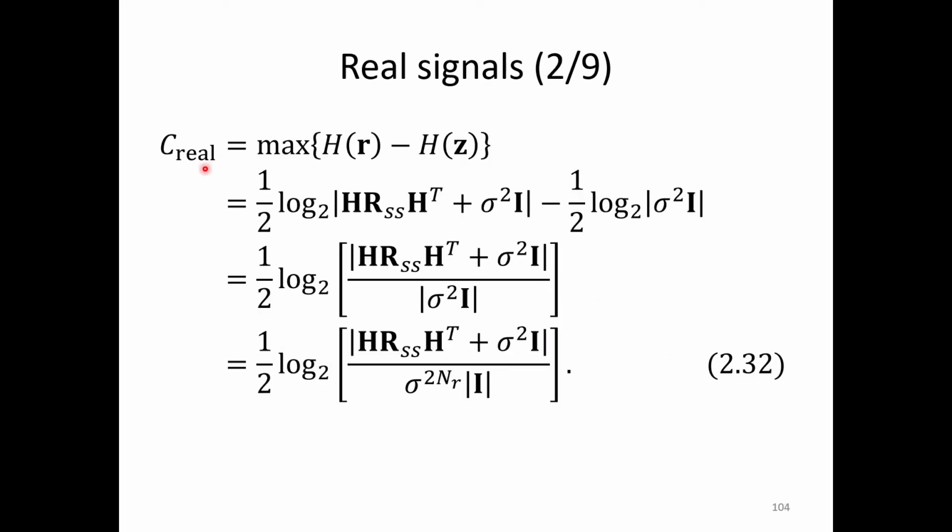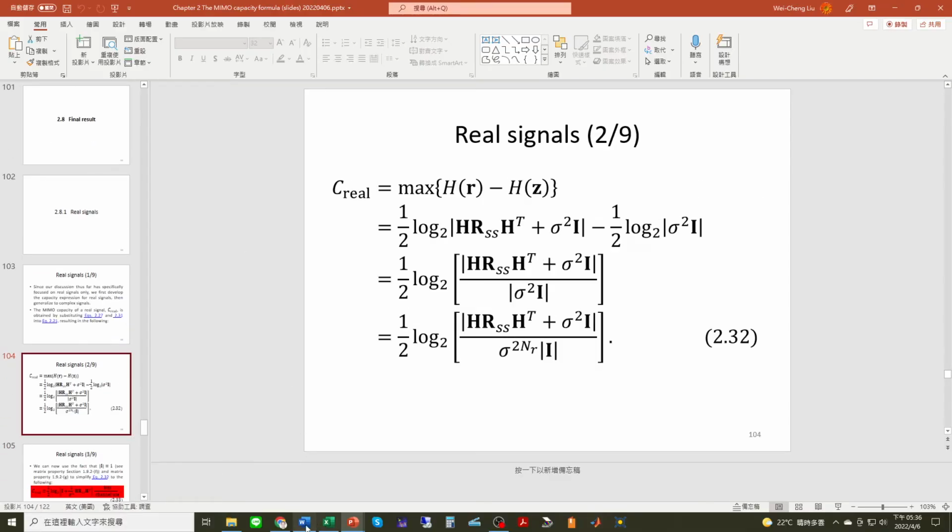First we know that C real is equal to the maximum of H of R minus H of V. And this equation is equal to 1 over 2 times log 2 of the determinant of H times R_SS times H transpose plus sigma square times I, minus 1 over 2 times log 2 of the determinant of sigma square times I. Okay, how to derive this equality? Let us see the blackboard.